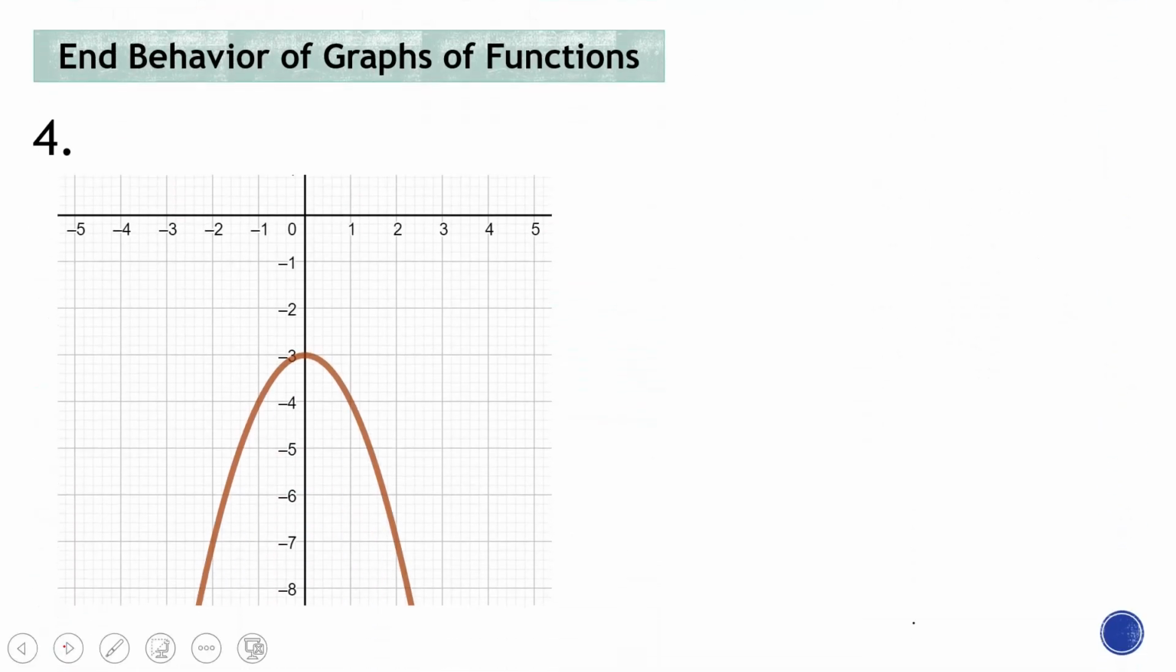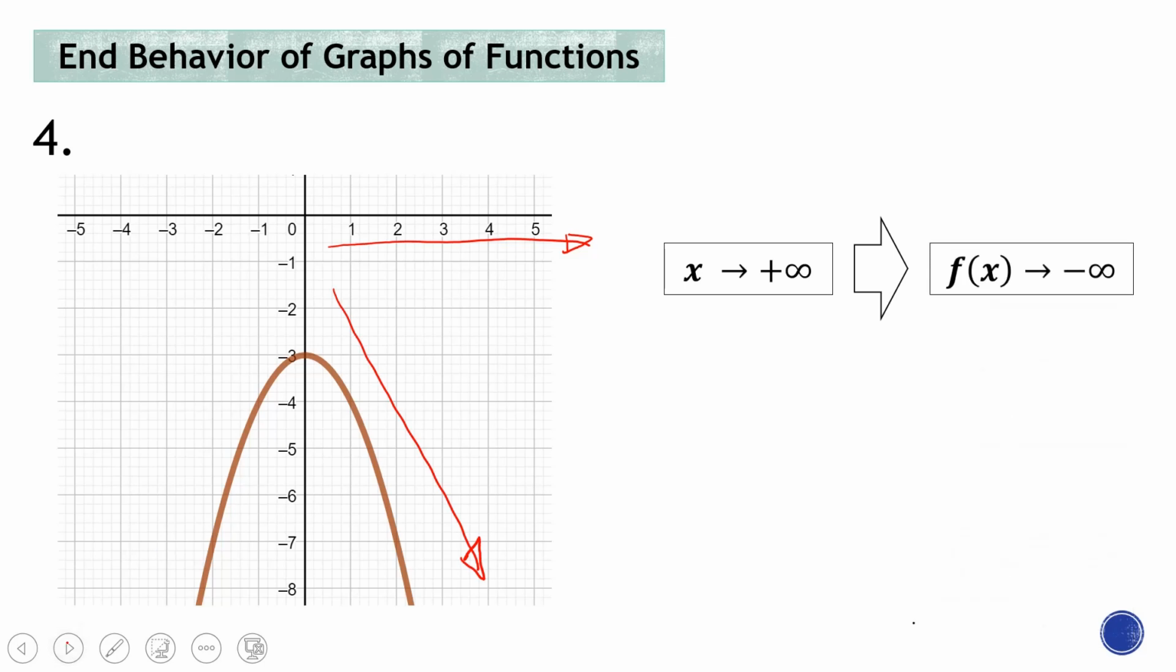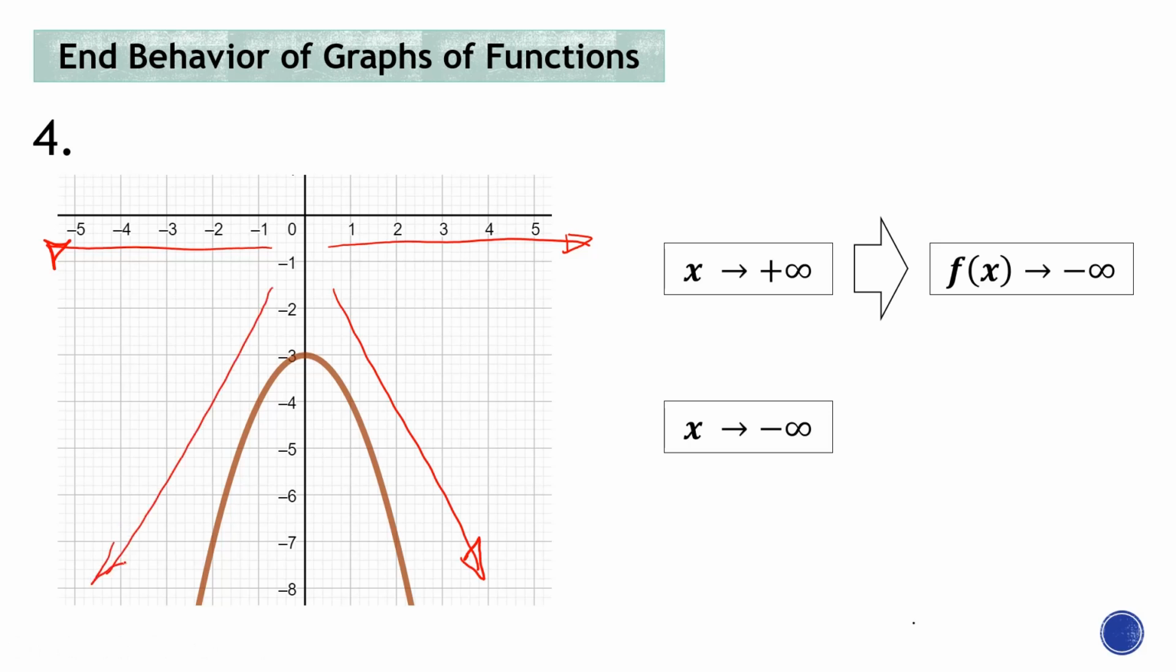Next, let's have this quadratic function. It's an inverted U shape. So as x is approaching positive infinity, look at the right side of the graph. Where is that going in relation to y? It's going towards this direction, right? So that means it's going towards negative infinity. That's right. Now as x is approaching negative infinity, look at the left side of the graph. That's going where? The left side of the graph is going this direction, right?